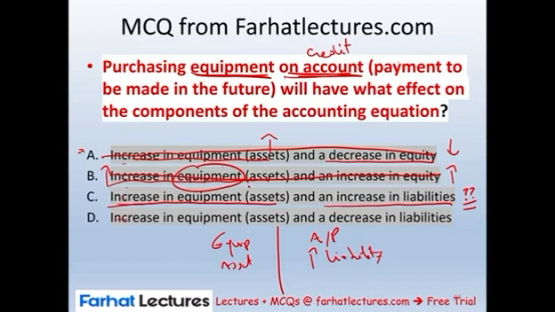Let's look at D. Increase in asset, that's correct. A decrease in liabilities, that will be nice. We have more assets and less liabilities, so we keep on acquiring equipment. The more equipment we acquire, the less liabilities we have. That will be nice, but that's not possible. That's not even a realistic transaction. You have more assets and less liabilities in the same transaction. That does not work. So C is the correct answer.